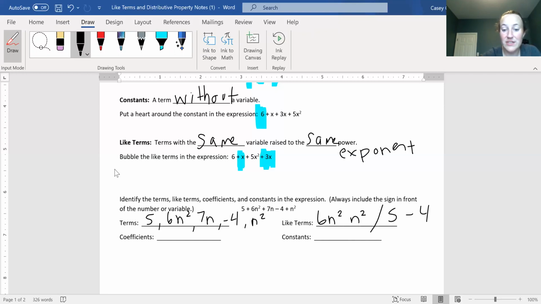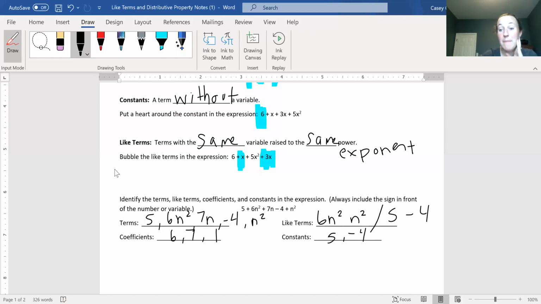So let's go ahead, let's fill it in. So for constants, we've got 5 and -4 because those are my terms without a variable. Coefficients. So how many of you had 6, 7, and then guys, we also need a 1 for that n squared.